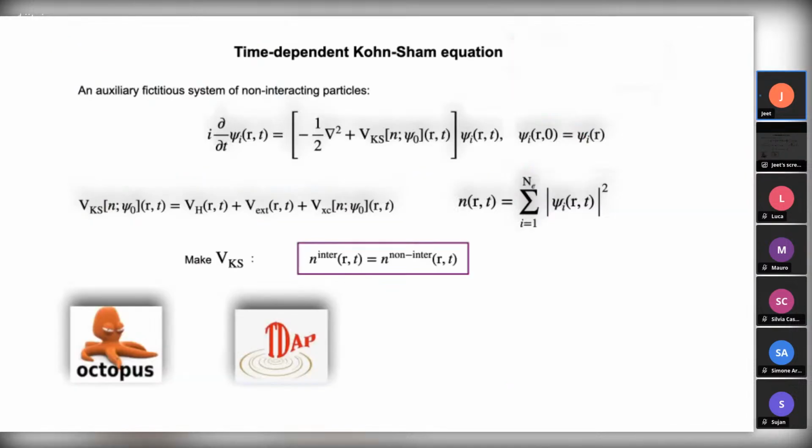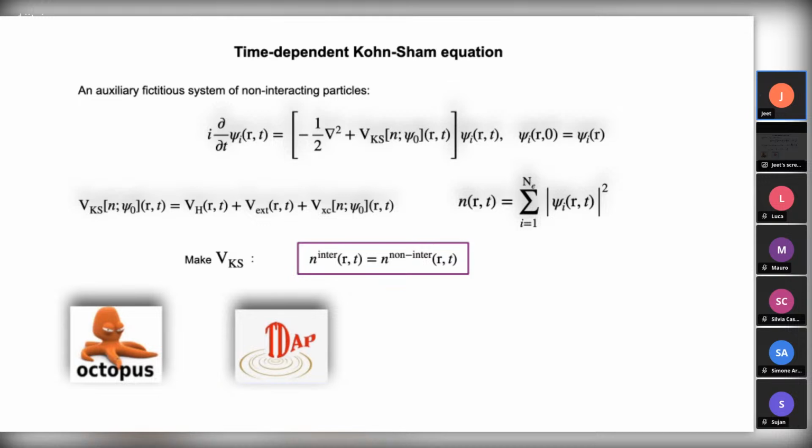This is the time-dependent version of the quantum equation. It's exactly similar to the time-dependent Schrodinger equation, where this psi 0 is the ground state of the system, and yes, that we got from the DFT. That is equilibrium, and it's unique.